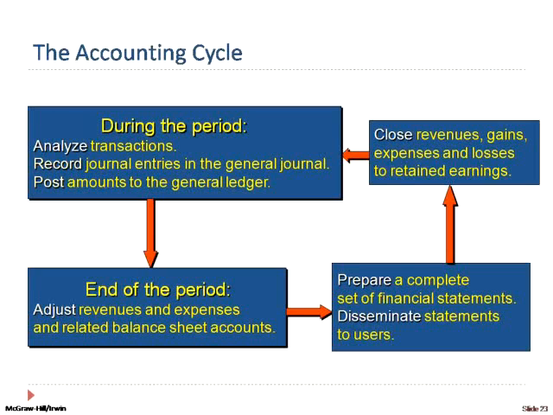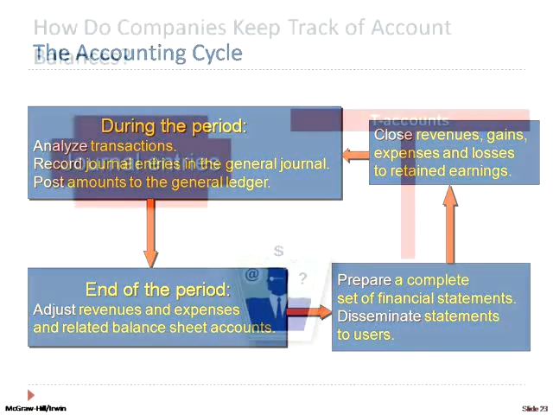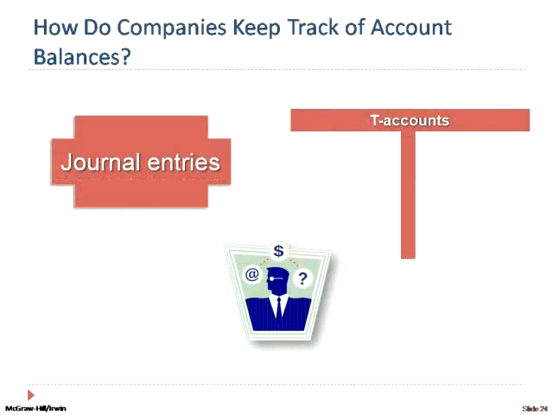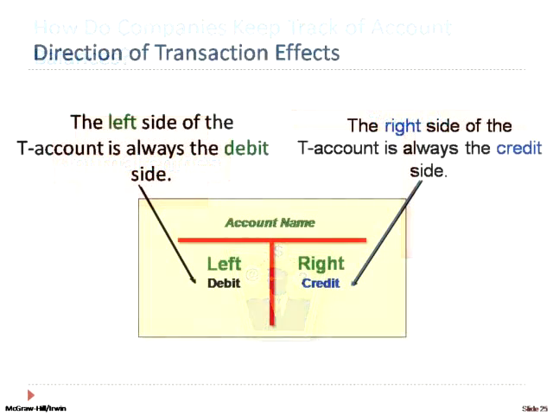Part 4. Finally, we close all revenues, expenses, gains, and losses to retained earnings so that we can start the accounting process fresh again. We keep track of transactions through the preparation of journal entries and the use of ledger accounts. Throughout this course, we are going to use the T account as a tool to represent a ledger account. T account is merely a shorthand term for the entire ledger account.